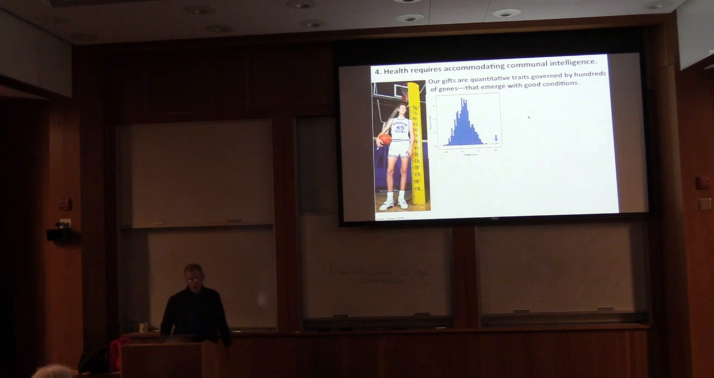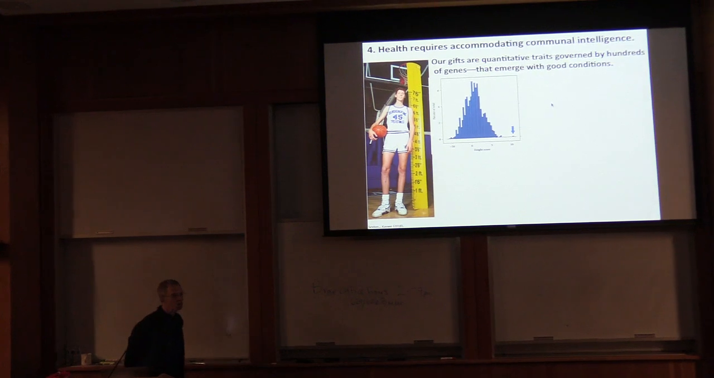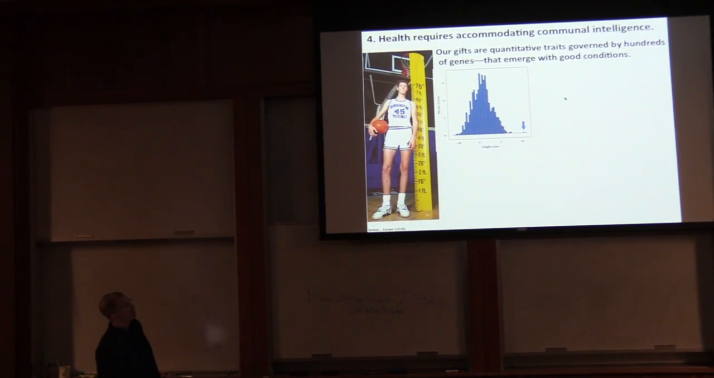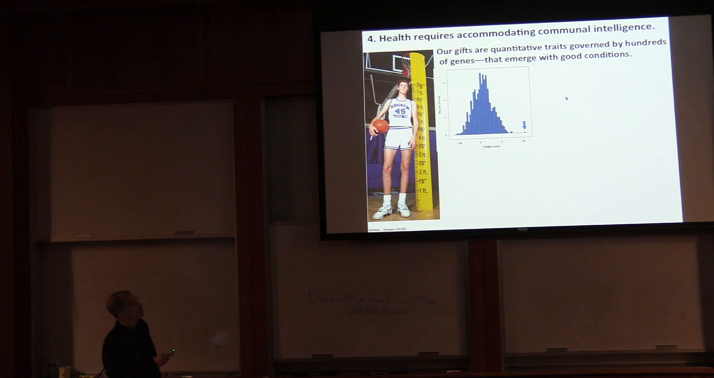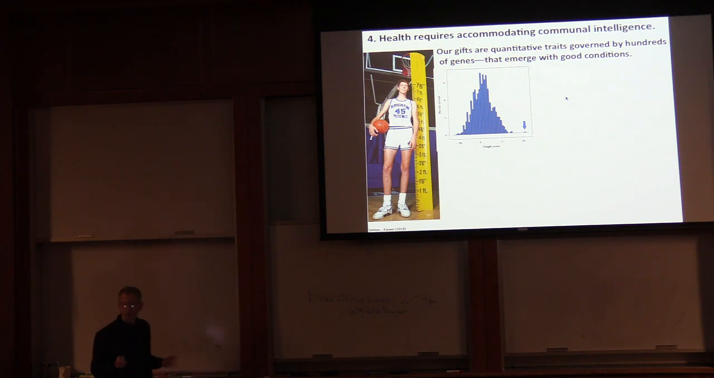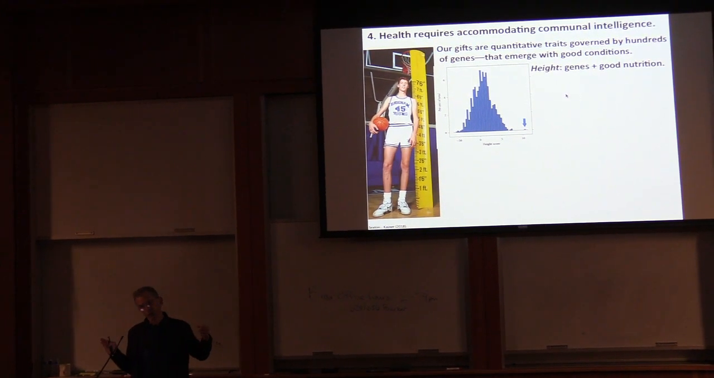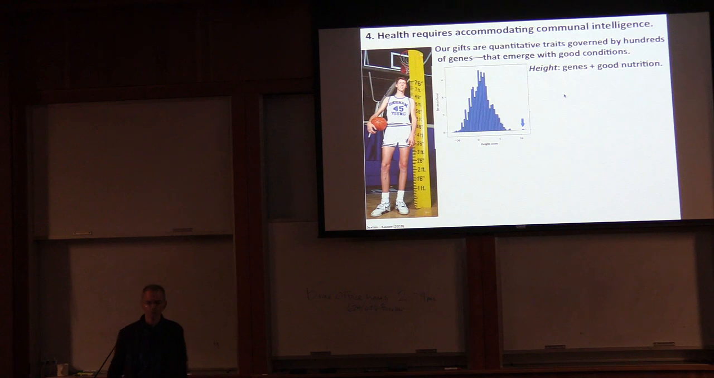For example, most of our gifts are quantitative traits governed by hundreds of genes that emerge under good conditions. So this guy, Sean Bradley, some of you maybe remember him, he played in the NBA. This is the distribution of height in the population. This is where he is at 7'6". The reason he is this tall is because he's homozygous for 200 more genes for tall than for short. And he was well fed. So height is a polygenic trait, and it requires support from good nutrition.